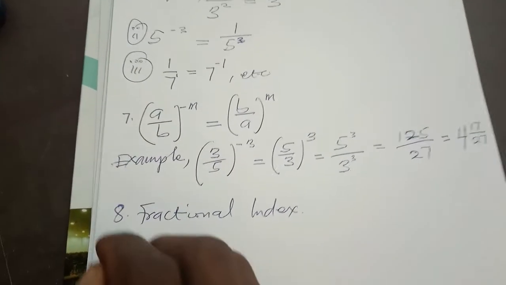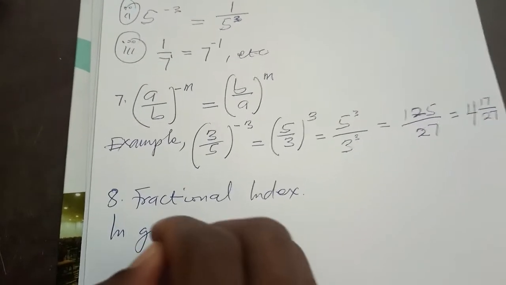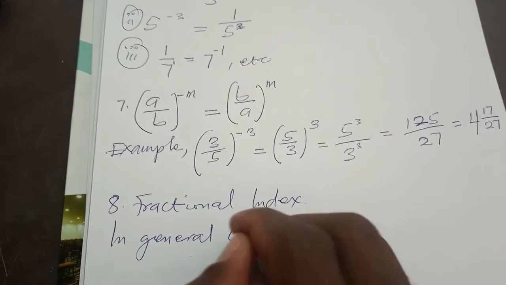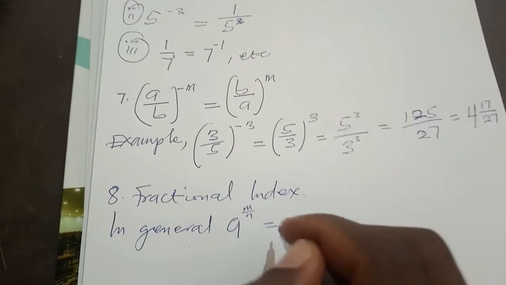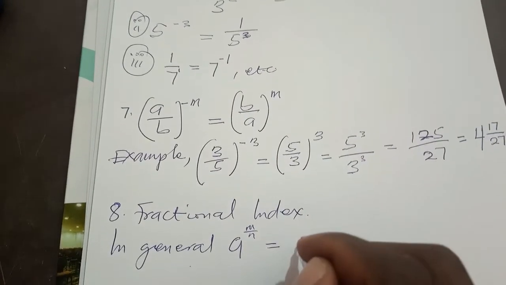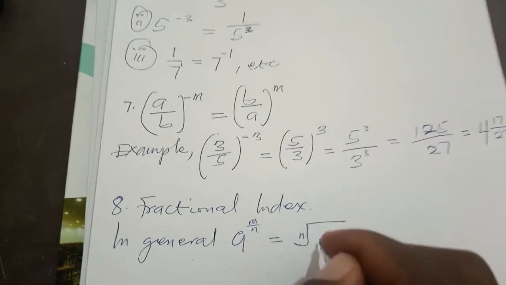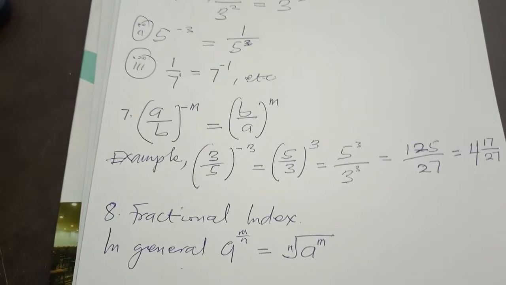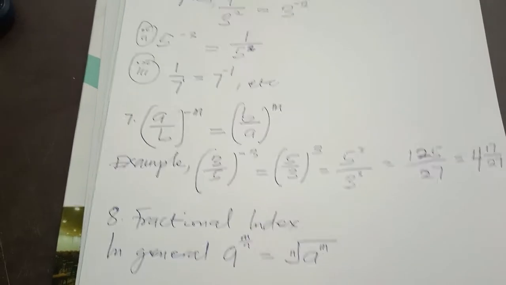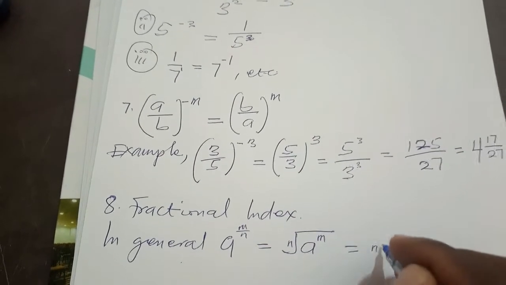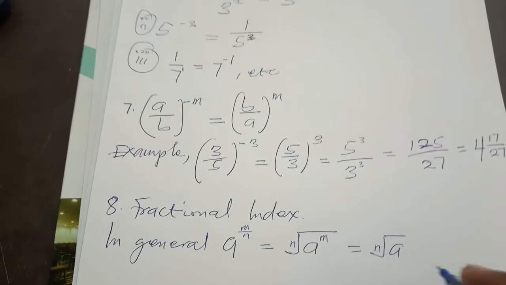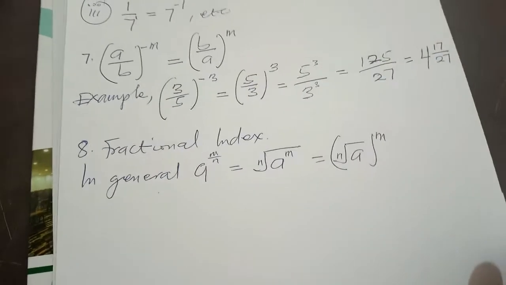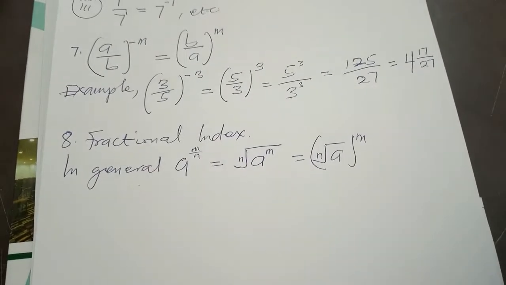So in general, A exponent m over n means we are taking the nth root of A exponent m, or some people write it this way: the nth root of A, then exponent m. It's the same thing.